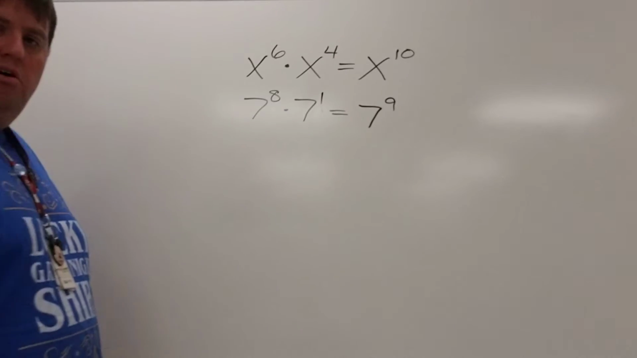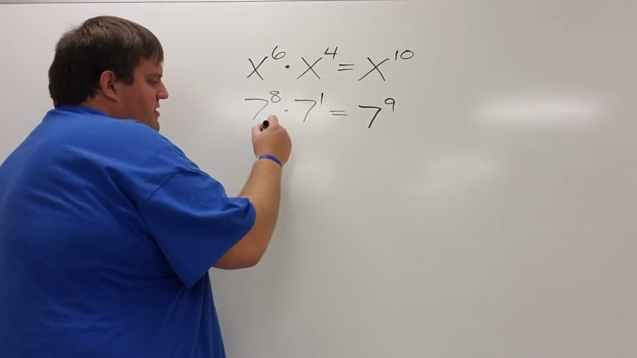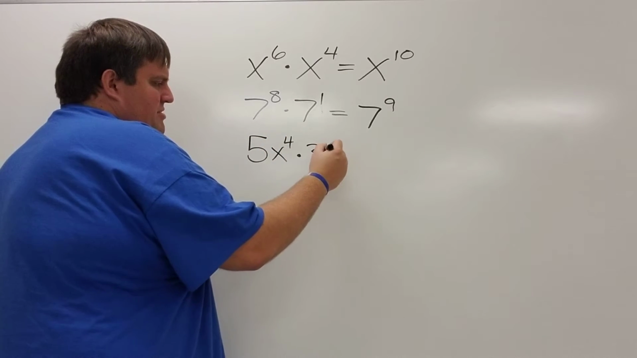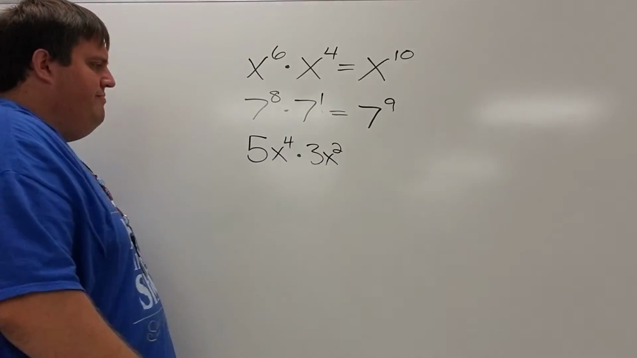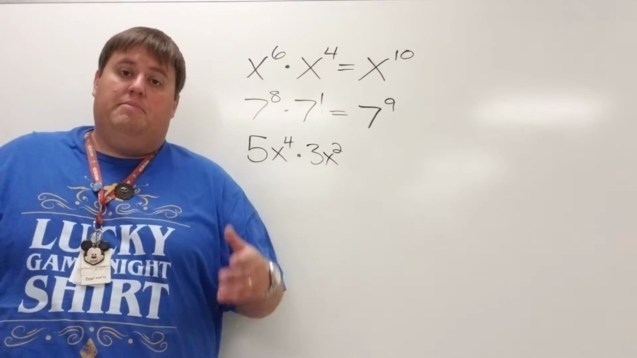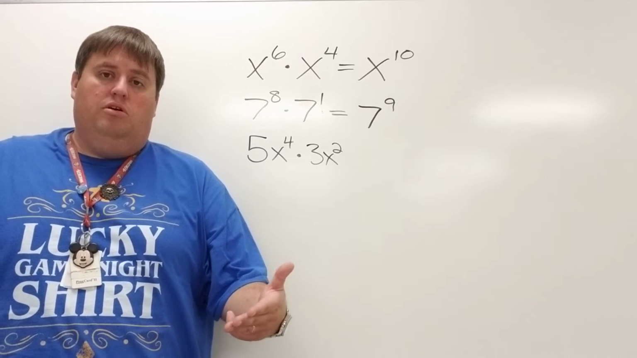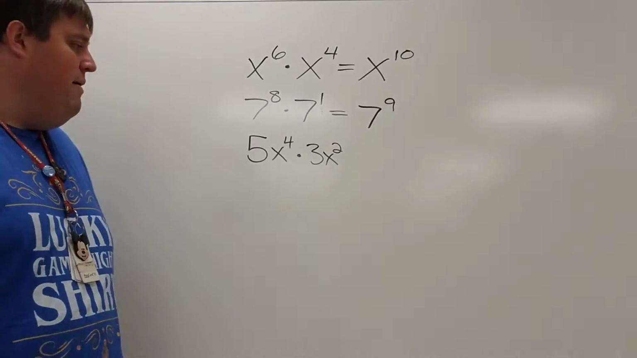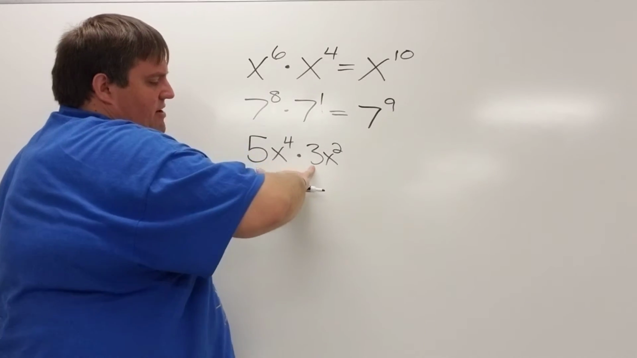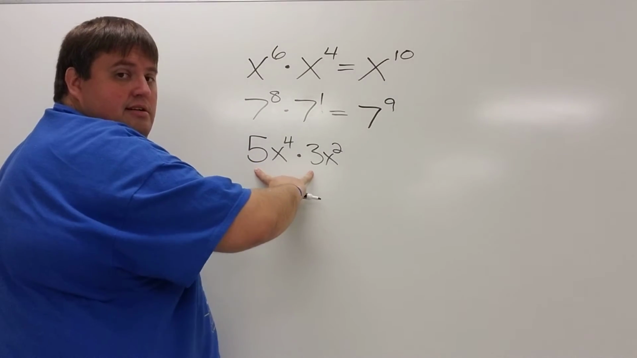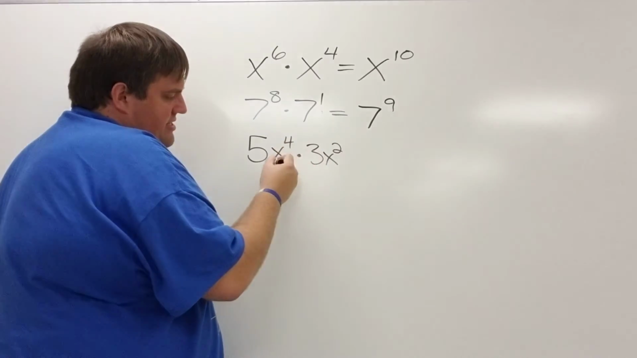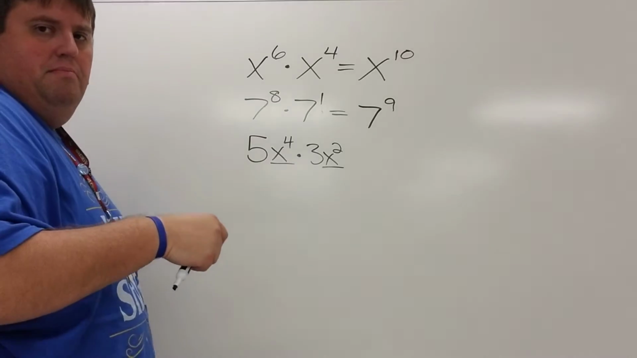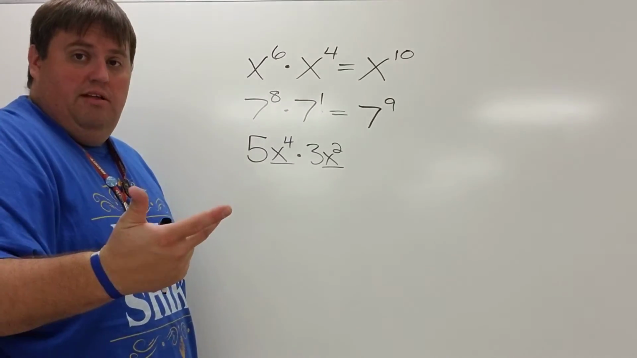All right, let's throw a little curveball in. What if I gave you this one? 5x to the 4th times 3x squared. They say, Mr. Odie, you said the multiplication rule only works if numbers have the same base. That's true. However, 3 and 5 are not the same base. But you know what is? X and x. So this time we can use it for part of the problem. Not all of it, but part of it we can use it.